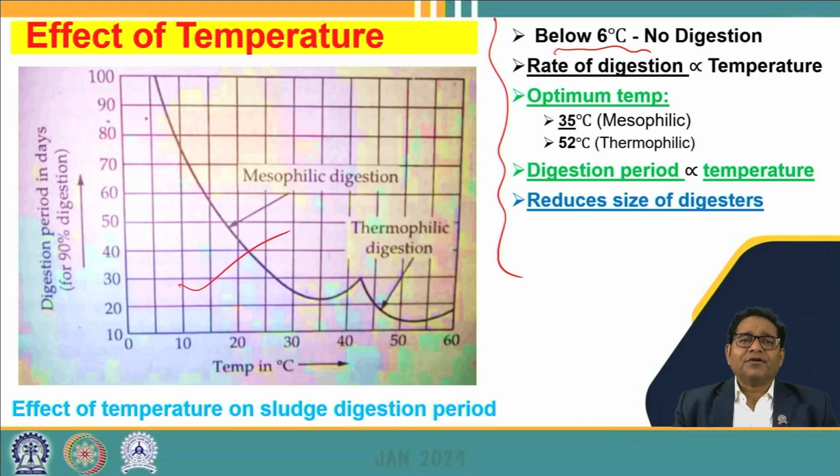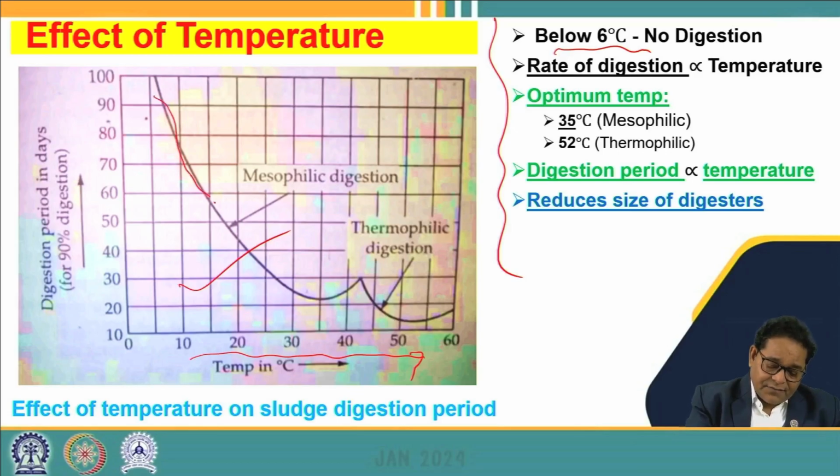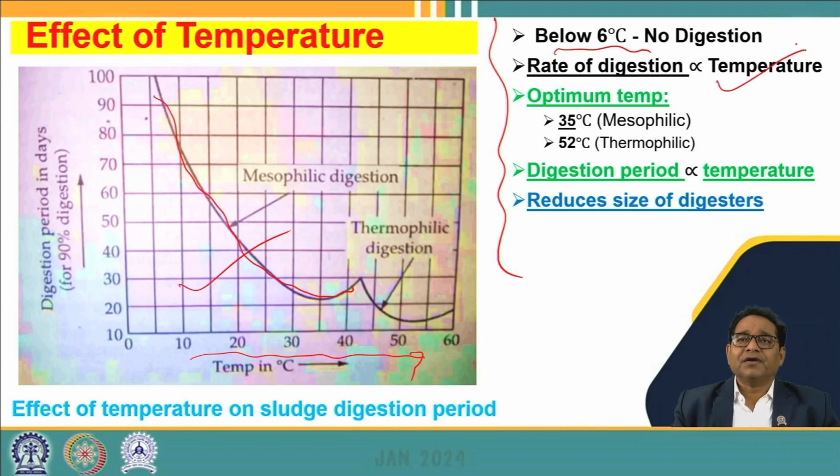This shows the effects of temperature on the digestion period. If we increase the temperature of the digestion tank, the digestion period is significantly reduced. The rate of digestion is directly proportional to the temperature. This enhances the rate of metabolism and ultimately results in higher digestion efficiency.